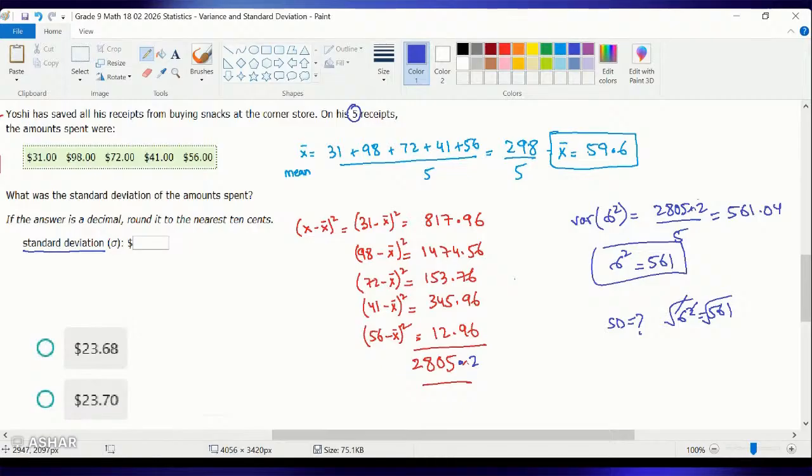My answer is coming out to be 23.68. They're asking for the nearest tenth. That means it needs to be rounded off to 1 decimal place, 23.7. Agreed? If the answer is a decimal rounded to the nearest tenth, we just round the value.